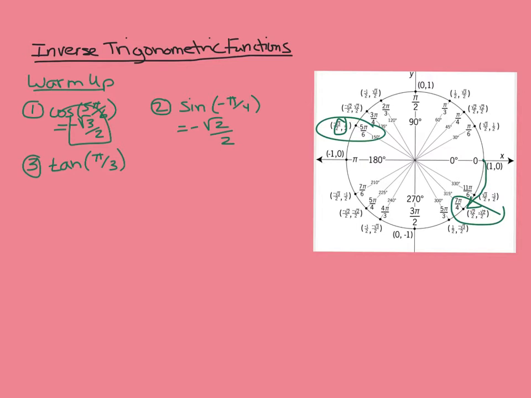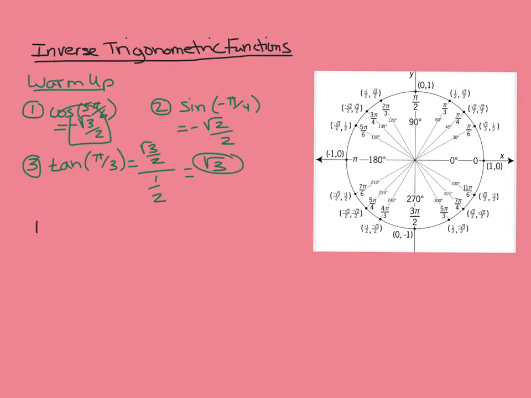Tangent of radical 3, remember tangent, you can think of it as y over x or you can think of it as sine over cosine. So it's going to end up being radical 3 over 2 over 1/2. And if you simplify that out, you should hopefully get radical 3.